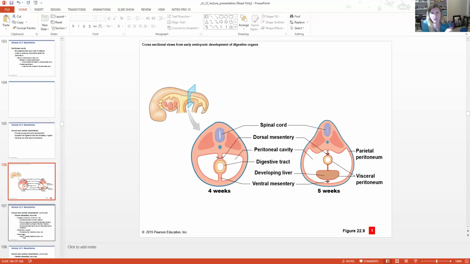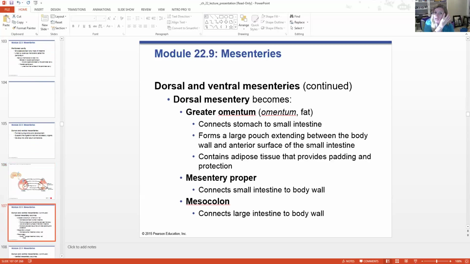You can see the liver is one of the first things to form, filtering, right, all that blood that comes in. The dorsal mesentery becomes something called the greater omentum, which we should be familiar with, connecting the stomach and the small intestine, forming that large pouch covering the anterior surface of our abdominal pelvic cavity. Lots of adipose tissue there.